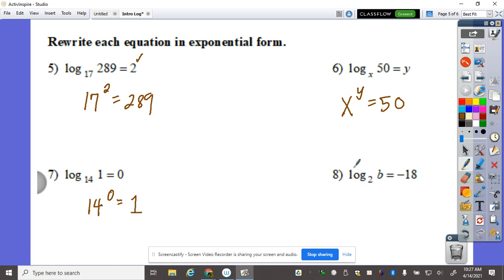Next, log of b with a base of 2 is equal to negative 18. Again, the base here is 2, with the exponent of negative 18, is equal to b. And that's how you write log form to exponential form.